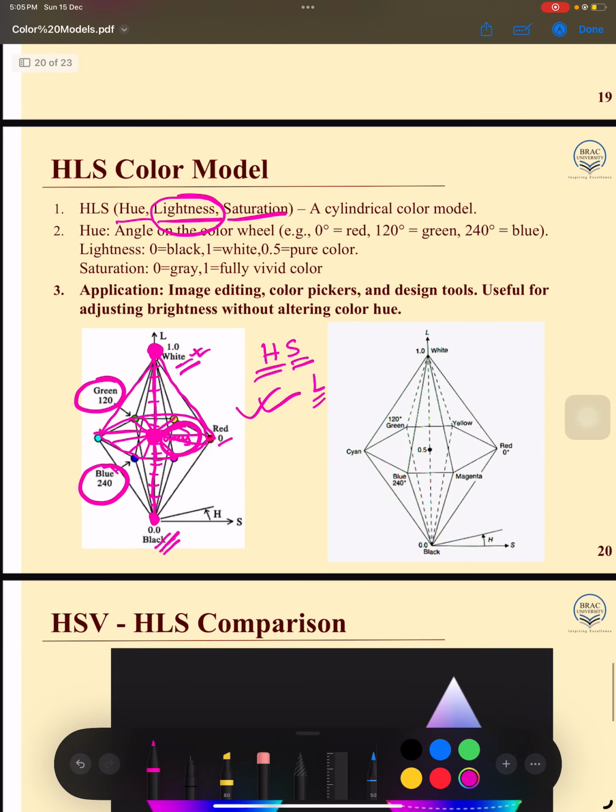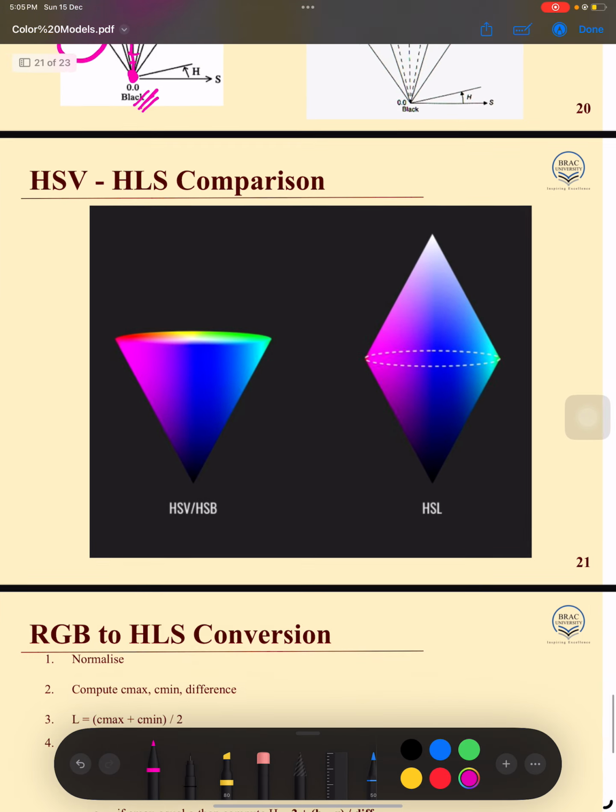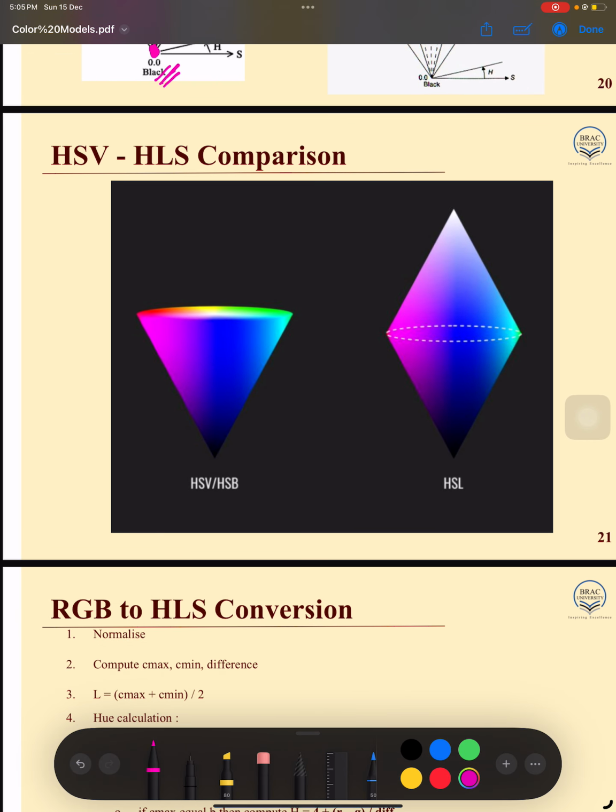The application of the HLS color model is again image editing, where color pickers or designing tools are used, and also because of this lightness parameter, we can easily adjust the brightness here again. If we see a side-by-side comparison between HSV and HSL, we see that at the top of HSV this was white, but in the HLS model, the top part is basically white. And if we cut it open and see what color is at the middle, you'll see that it's the color gray.